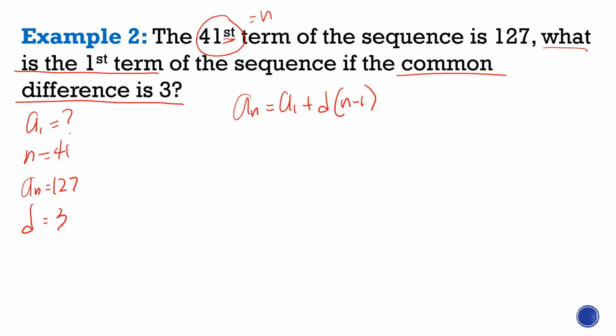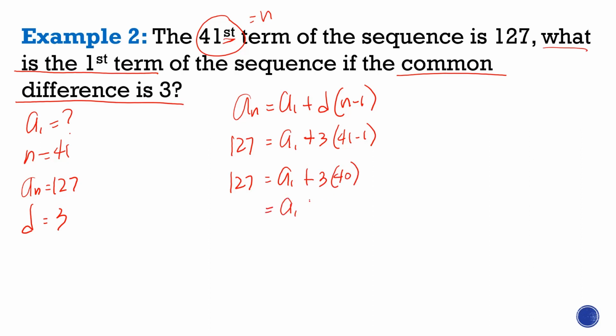An is 127 equals a1. We don't know that. Our d is positive 3 times n, which is 41 minus 1. So this is 127 equals a1 plus 3 times 40. a1 plus 3 times 40 is 120. And then subtract 120 on both sides, right?